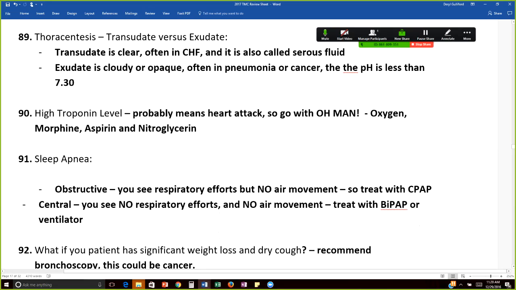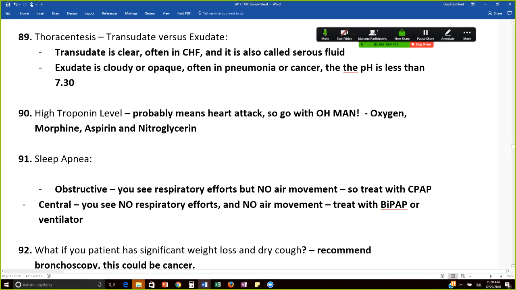High troponin level, that's your indicator of a heart attack. So we go with, oh man, you've probably heard this mnemonic. If you haven't, then here you go. But high troponin level means heart attack. We go with oxygen, morphine, aspirin, nitroglycerin.